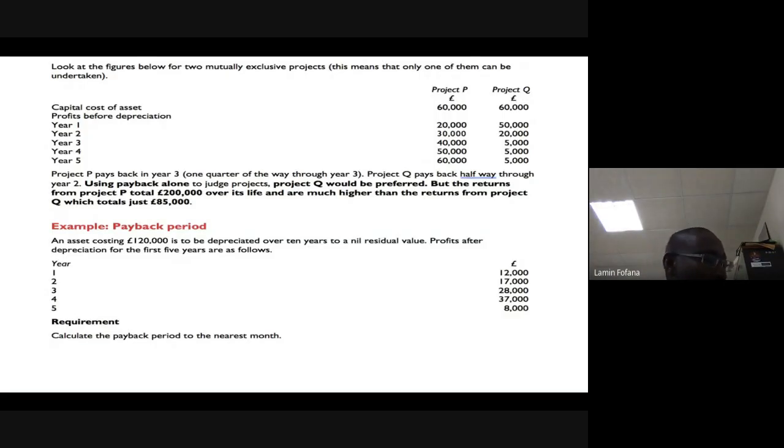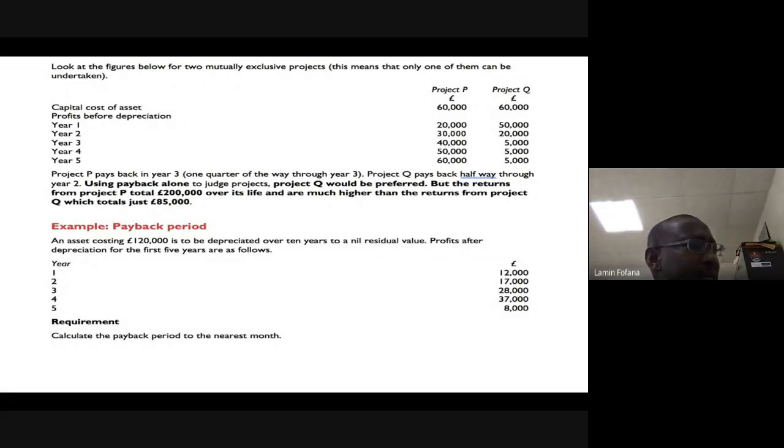Let's do one question on payback period, and then we can move to the accounting rate of return. Okay? The accounting rate of return.